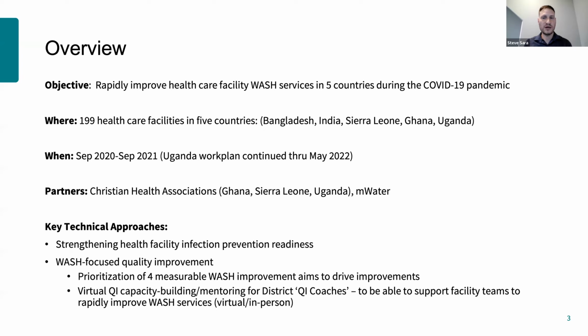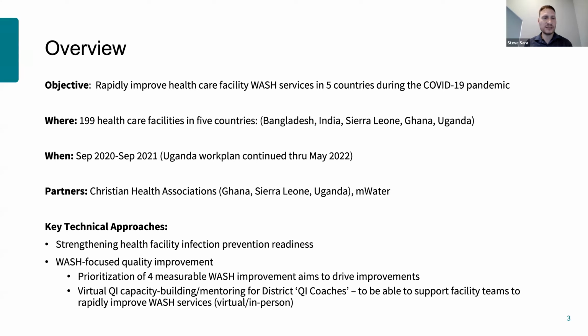So as a brief overview, the objective of this five country work plan was to rapidly improve healthcare facility infection prevention readiness and WASH services in order to protect their ability to deliver essential RMNCH services throughout the pandemic. We implemented this in 199 health facilities in five countries, but around 50 of those health facilities were added in a second cohort in India and Uganda. So you may not see them in the results that Sam presents because we are just presenting on those that went through the entire life cycle of the program, which was 152 facilities.